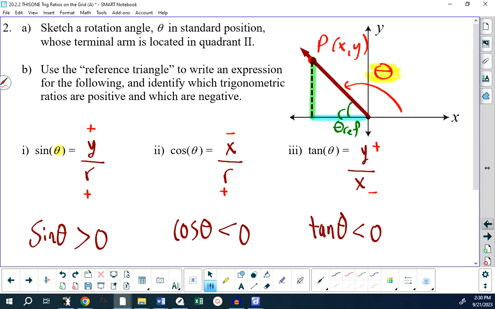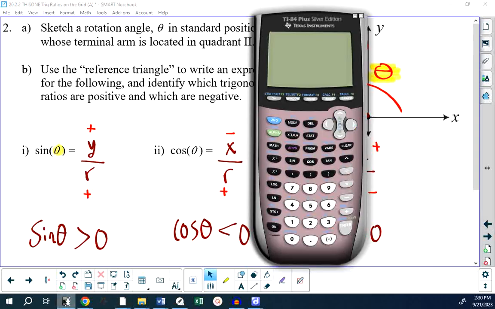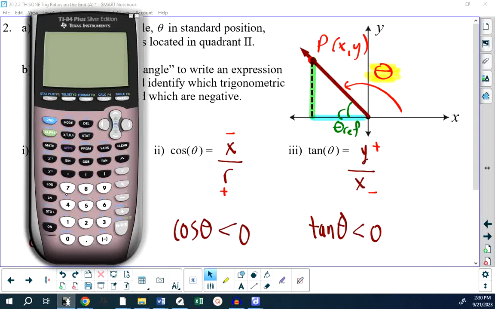I'll use 124 degrees. I want the sine of 124. Well, 124 is in quadrant 2, and in quadrant 2, y is positive, r is always positive. I get a positive ratio. If I take the cosine of 124, boom, I get a negative. Why? Because as soon as I pass that vertical 90-degree position to get into quadrant 2, x becomes negative.